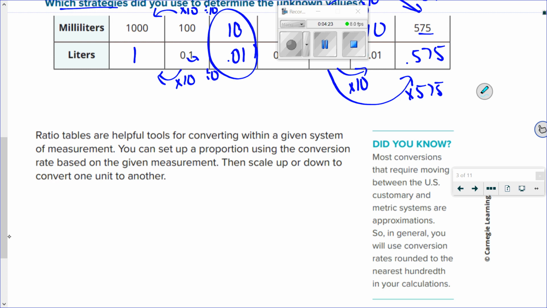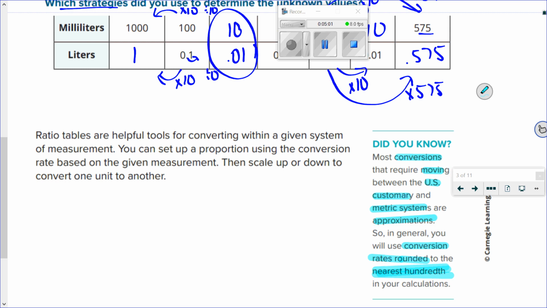So here's what we're going to do, guys. Most conversions that require moving between U.S. customary and metric are approximations. We're not going to give you exact ones. In other words, you're going to see the little squiggly equal sign a lot. In general, you'll use conversion rates rounded to the nearest hundredth in our calculations. In the ratio conversions that they give you, they will be to the nearest hundredth. So they are approximations. You're not going to get exact, but it gets you close enough for the work that we're going to be doing.